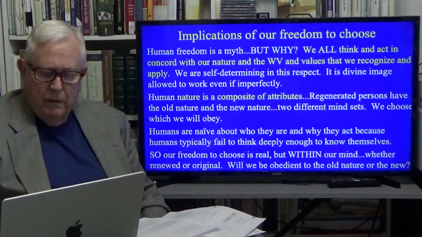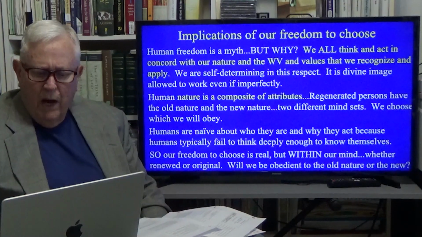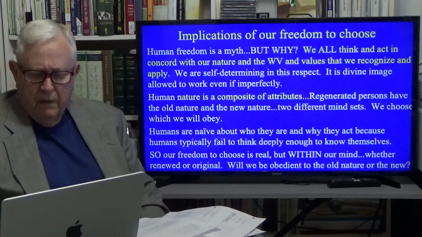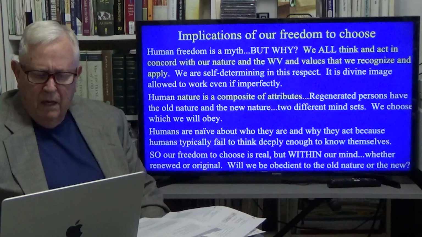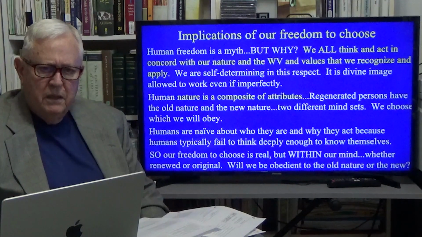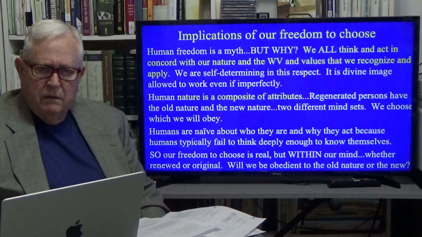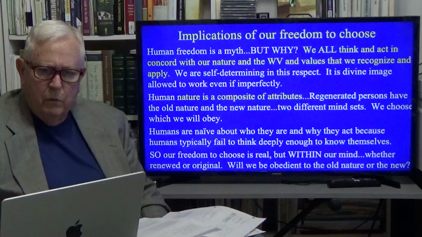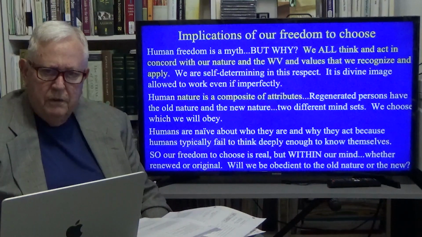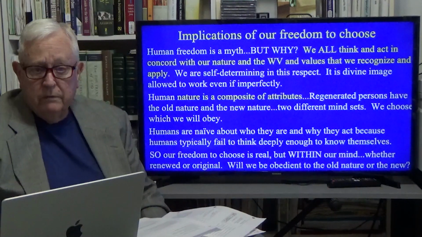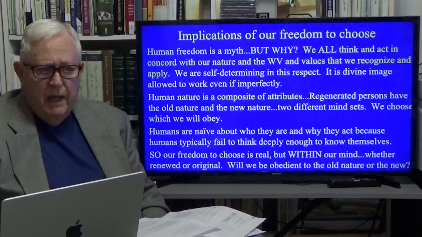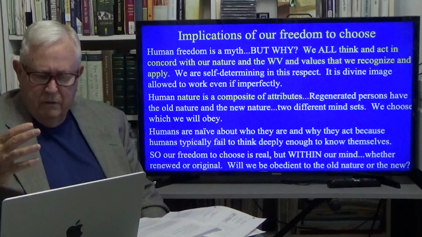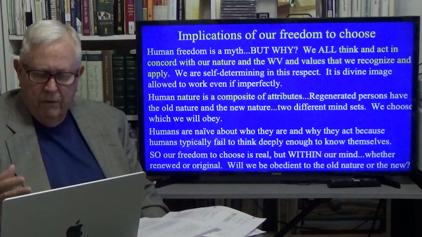Humans are naive about who they are and why they act because humans typically fail to think deeply enough to know themselves. People are constantly saying things they haven't thought about. And if you're foolish enough like me to challenge them and say, well, what do you mean by that? How do you know that? They almost get angry. And so consequently, we are all part of that failure, the human failure.